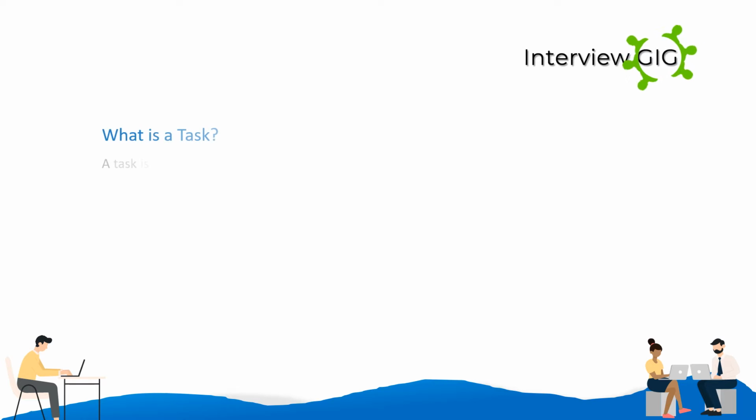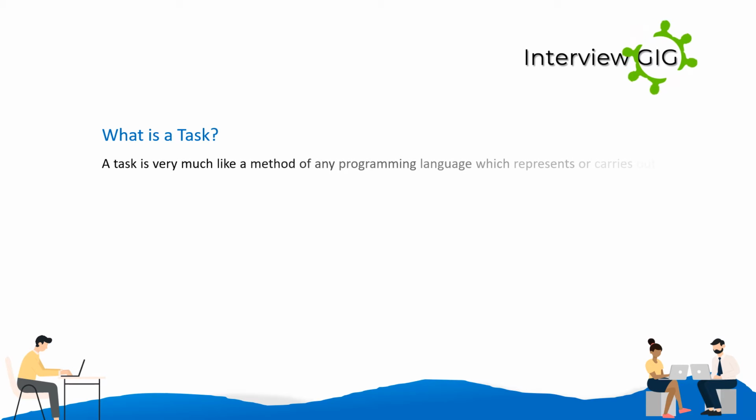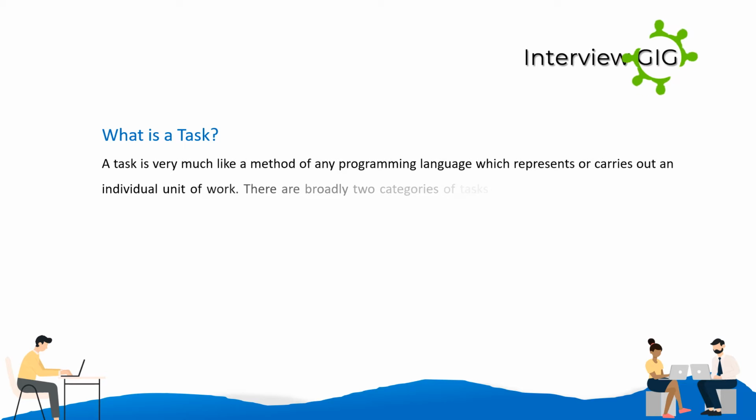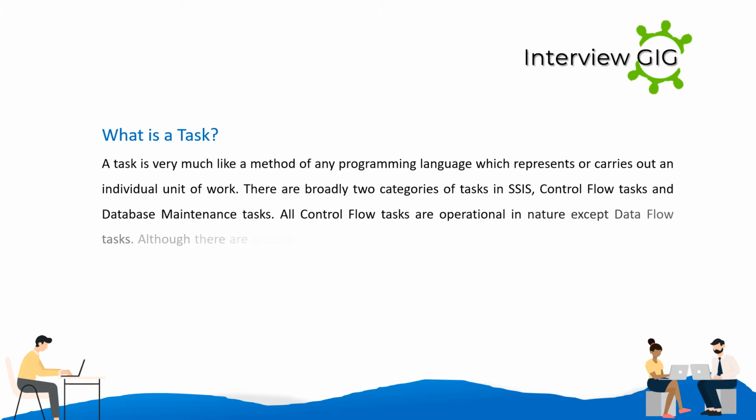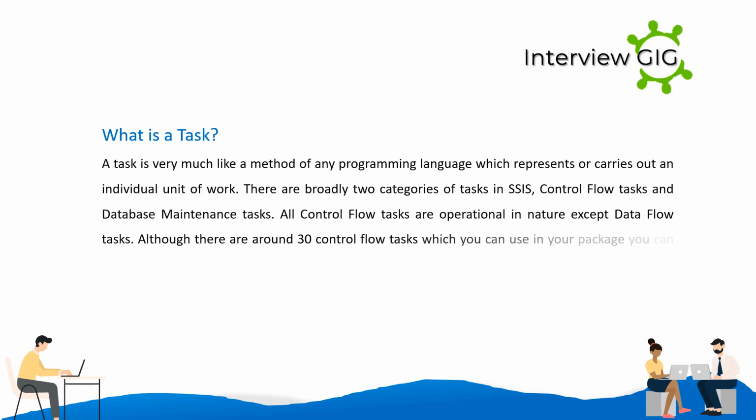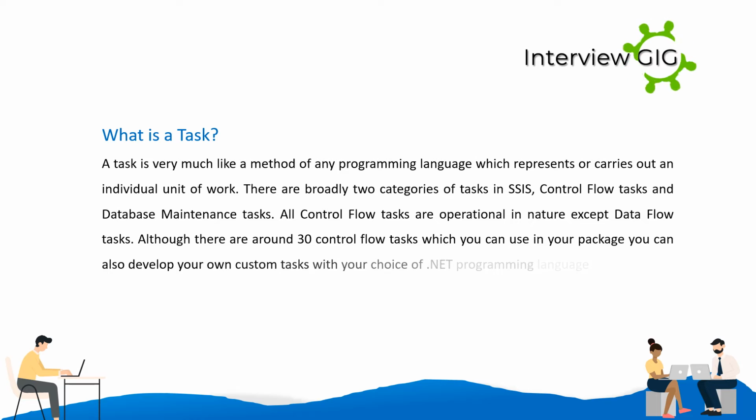What is a task? A task is very much like a method of any programming language, which represents or carries out an individual unit of work. There are broadly two categories of tasks in SSIS: control flow tasks and database maintenance tasks. All control flow tasks are operational in nature except data flow tasks. Although there are around 30 control flow tasks which you can use in your package, you can also develop your own custom tasks with your choice of .NET programming language.